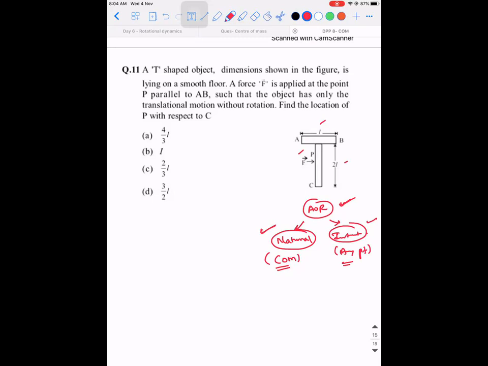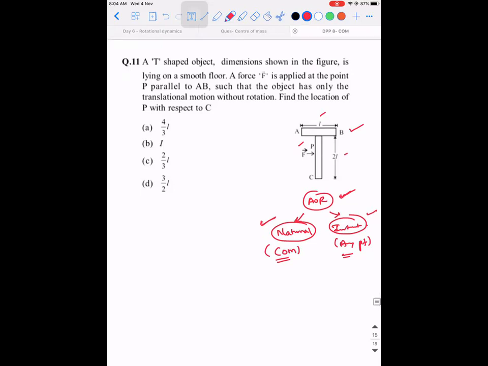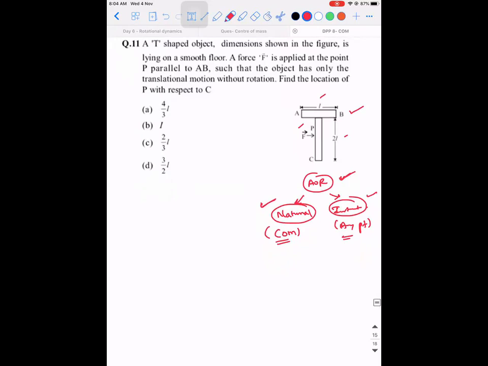So find the location of P with respect to C. How do we proceed? Now, do you have an extended mass in your hand or a point mass? Extended. You have an extended mass. But the advantage with this kind of system is that the extended mass system can be converted into a point mass system by using the basic definition of center of mass. So if I take the rod AB, where is the center of mass going to be located? At its center, right?